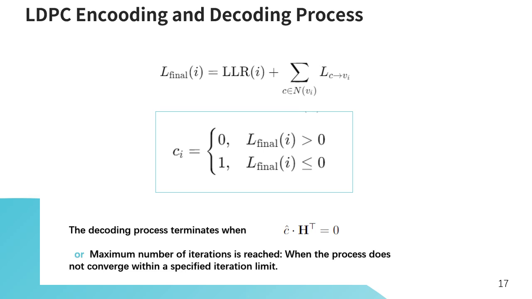The decoding process terminates when this equation, C bar multiplied by the transpose of the H matrix, is equal to 0, or when the maximum set number of iterations is reached, generally 8 to 12. This applies when the process does not converge within the specific iteration limit.